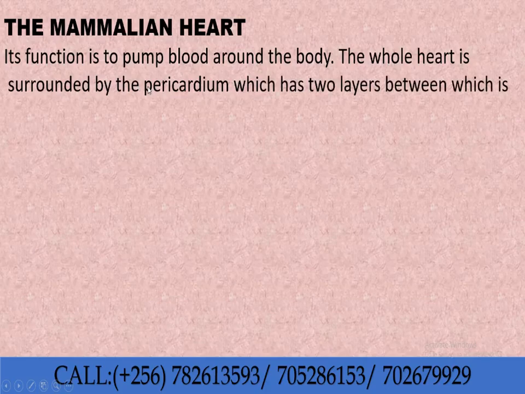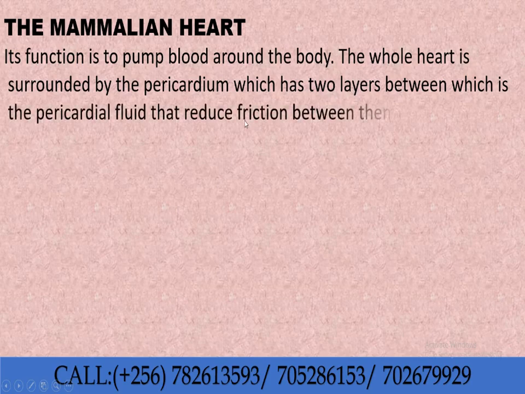The heart is surrounded by a pericardium. This is like a cavity. It is a small, thin, transparent membrane which has two layers, and then there is the pericardial fluid that reduces friction between the heart and the membrane itself.